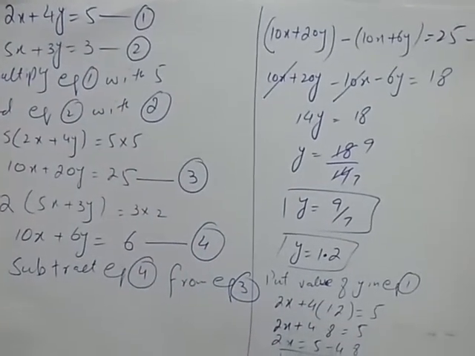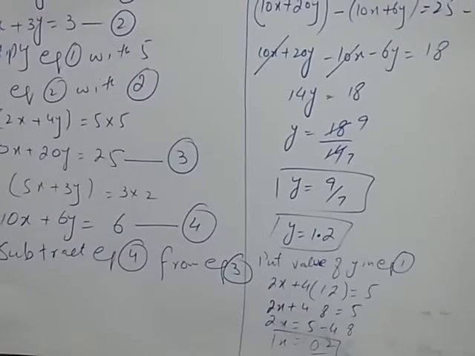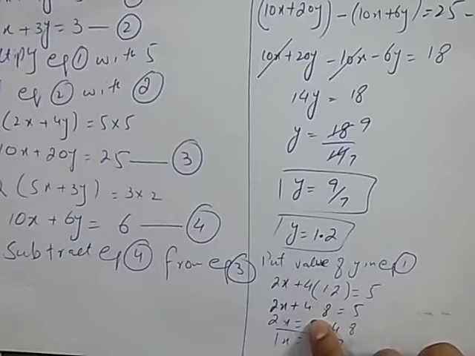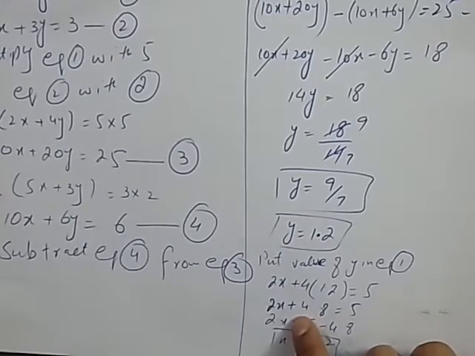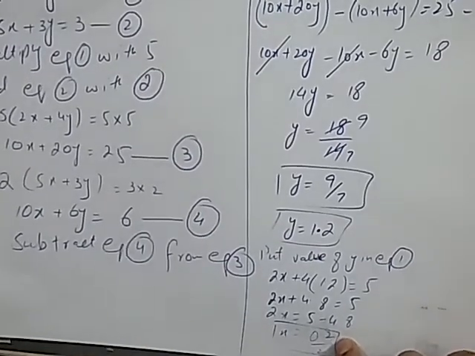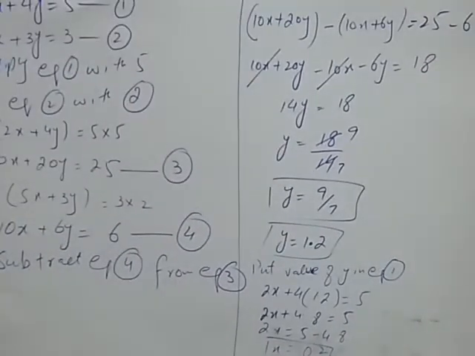Now just open up the brackets. You can see that by opening the bracket, 1.2 multiplied by 4, answer is 4.8, is equal to 5. 4.8 will be shifted on the other side, that will be 0.2. So 0.2 divided by 2 is the answer of x.